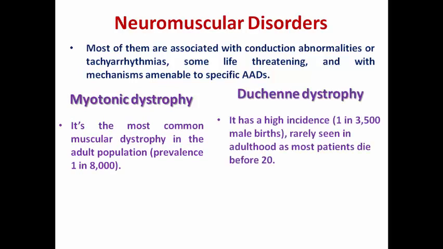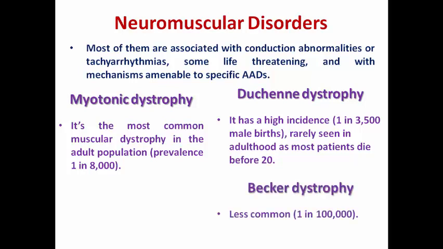Duchenne Dystrophy, which is an X-linked recessive disease with a high incidence, about 1 in 3,500 male births, is rarely seen in adulthood because most patients die before the age of 20. And Becker Dystrophy, which is slightly less common, where some patients may reach adulthood.